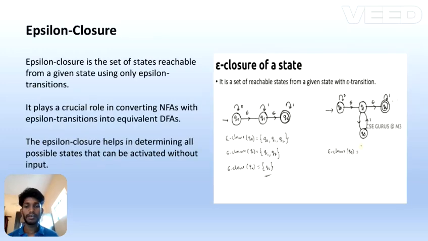Epsilon closure. Epsilon closure is the set of states reachable from a given state using only epsilon transitions. It plays a crucial role in converting NFAs with epsilon transitions into equivalent DFAs. The epsilon closure helps in determining all possible states that can be activated without input.